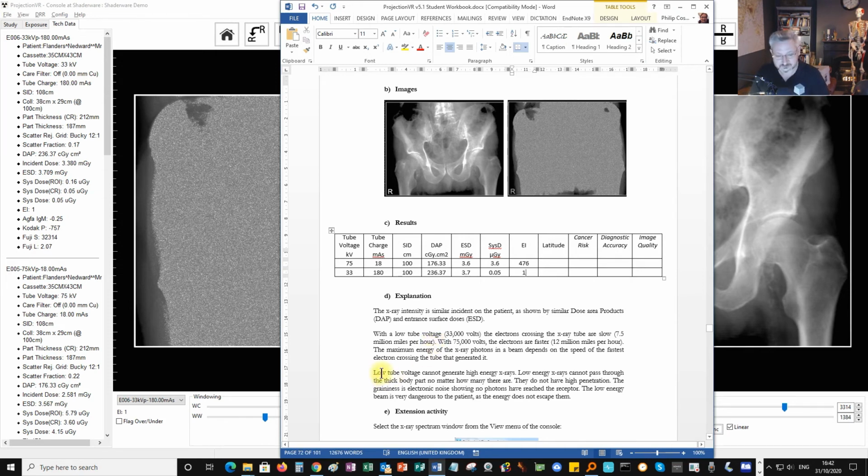Excuse me. So low tube voltage cannot generate high energy X-rays, and low energy X-rays cannot pass through the thick body parts, no matter how many there are. They do not have high penetration. The graininess is electronic noise showing no photons have reached the receptor. The low energy beam is very dangerous to the patient as the energy does not escape them. So what we've done here is we've generated a beam of X-rays that will stay within the patient and therefore give them risk but no benefit. Yeah, so if we write this down here, the cancer risk here is, I'm still going to say medium because it's still only 3.6.